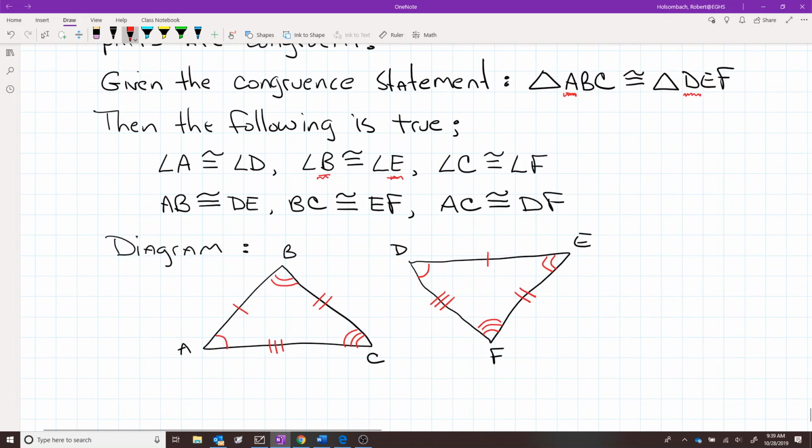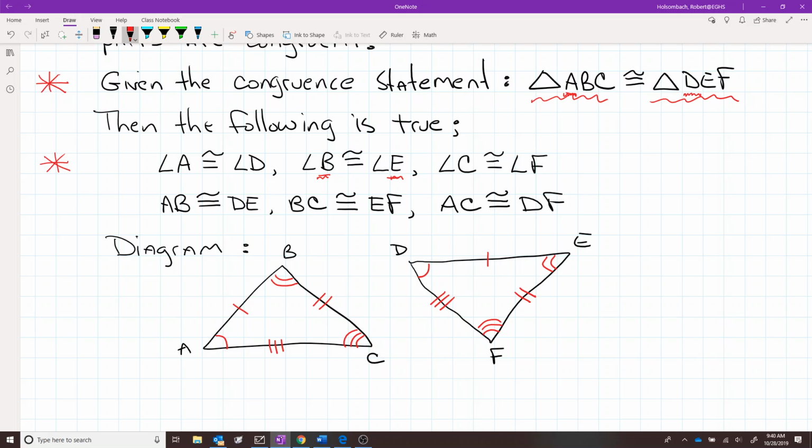Alright, so what you got there was a congruence statement, then a description of what's true based on that congruence statement, and then from the congruence statement and the description you can draw a diagram. Okay? And what you need to be able to do is either do this in the order that we just did it, or if you were given the diagram first, be able to write the congruence statement. Okay? That makes sense? Alright.